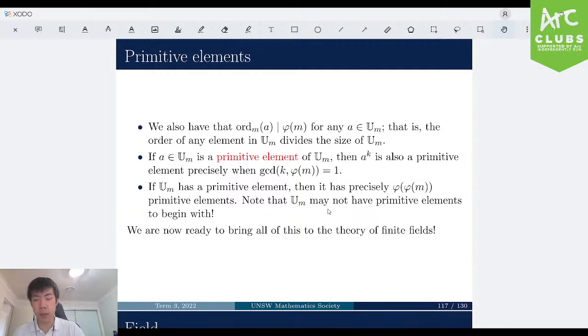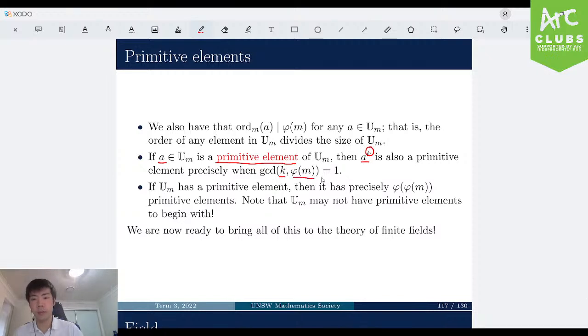If A is a primitive element of UM, then A to the power of k is also a primitive element when the greatest common divisor between k and phi of M equals 1. Or in other words, if you find A being some primitive element, then all powers of A will also be a primitive element as long as that power k and phi of M are co-prime.